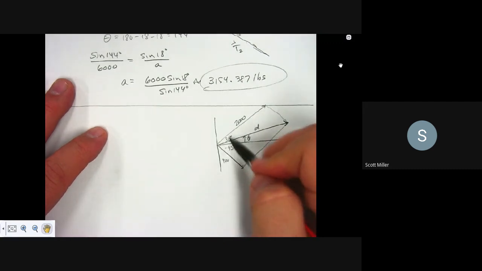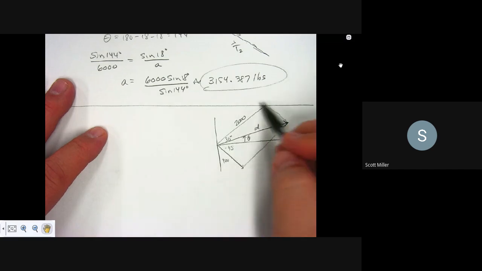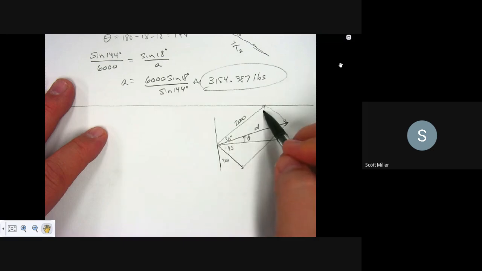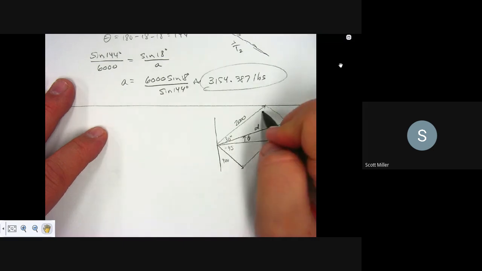This angle, even though it says negative 45, this angle here is 75 degrees. And because this is 75 degrees, and in a parallelogram, consecutive angles are supplementary, if this is 75 degrees, then this over here must be 105 degrees.